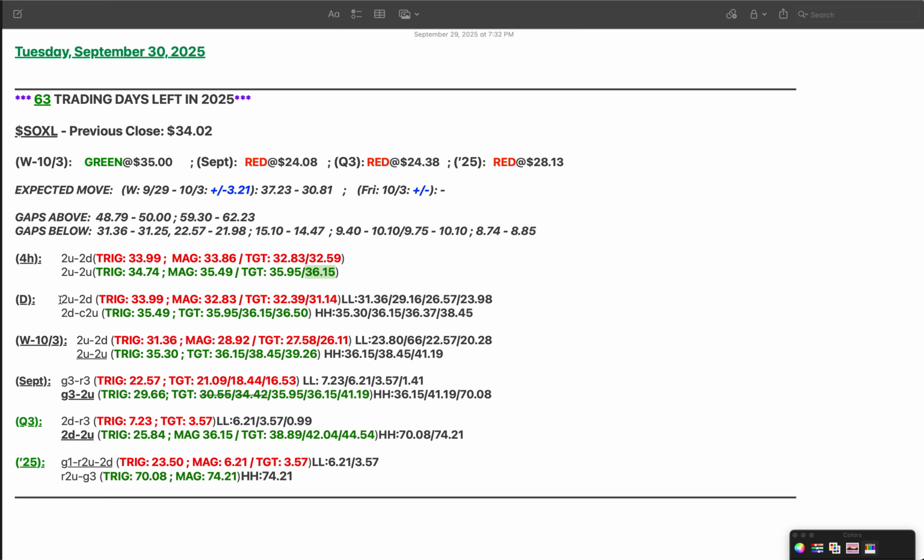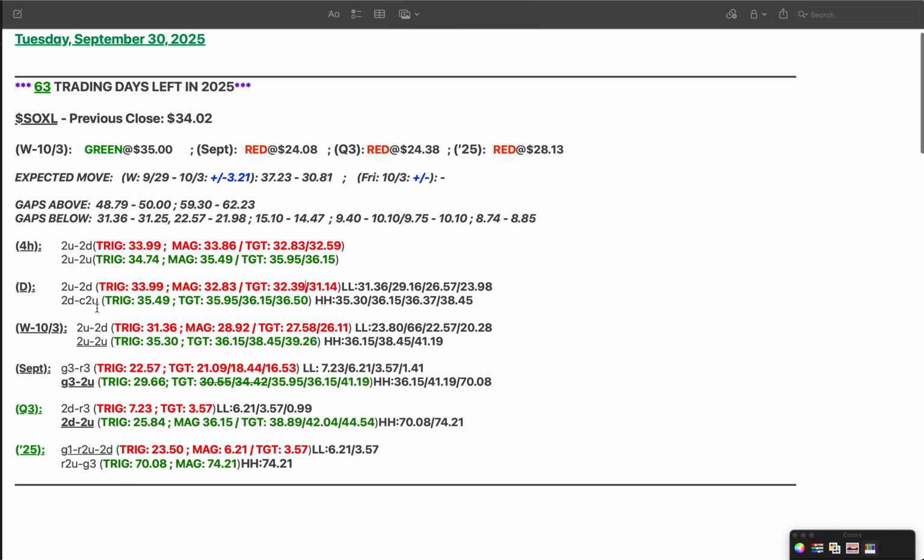2 up, 2 down on the day, triggers at 33.99, magnitude of 32.83, extended targets of 32.39 and 31.14. To the upside, we would have a 2 down. Oops. I don't know why I have that. 2 up, 2 up. There we go. 2 up, 2 up, triggering at 35.49 with the target of 35.95, 36.15. Again, that magic number, and then 36.50.